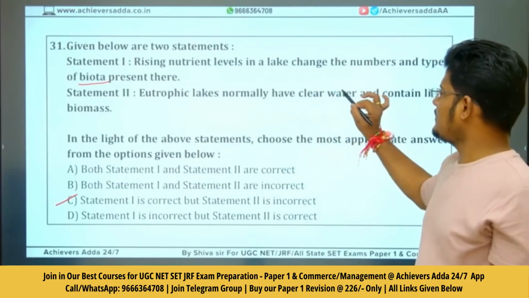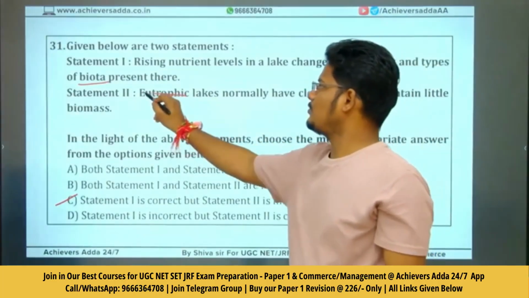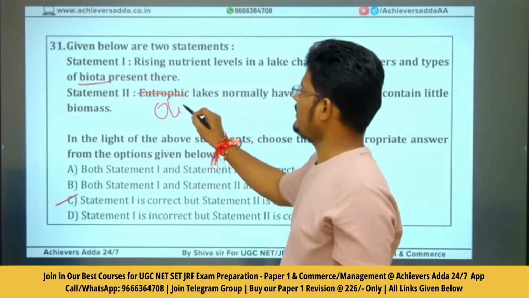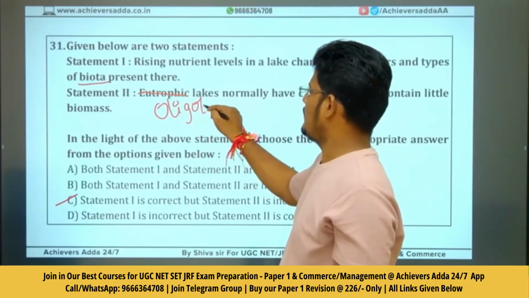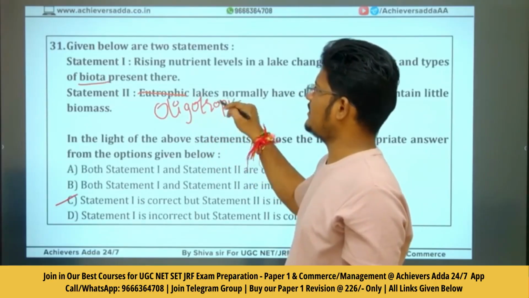Eutrophic lakes normally have clear and clean water. It is not eutrophic, it is oligotrophic, that will have clear and clean water. Oligotrophic. We know this statement is wrong. Based on that we can answer actually.